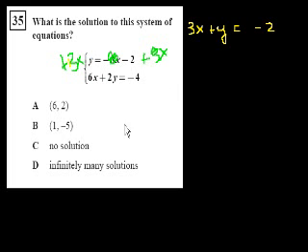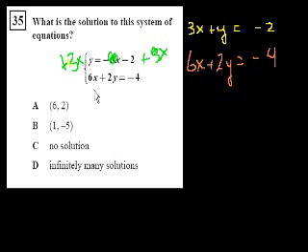Well, let me do something else to this equation, and I think it'll become apparent that these are actually the same line. So if you take this first equation and multiply both sides of it by 2, what do you get? Multiply 3x plus y by 2, you get 2 times 3x is 6x plus 2 times y, right? You have to distribute the 2, plus 2y is equal to minus 2 times 2 is minus 4. And they're the same line.